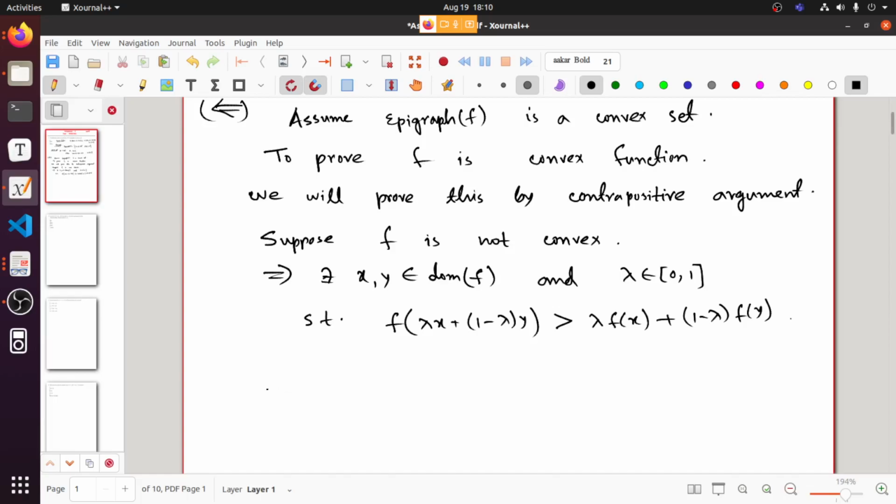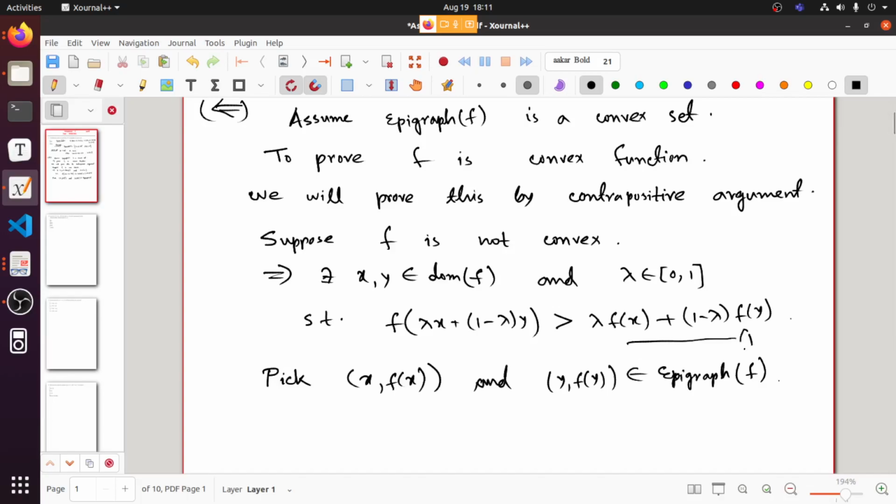So just take two points. Let's pick (x, f(x)) and (y, f(y)); these two belong to the epigraph of f. And we know that the epigraph is a convex set, meaning that the linear combination of these two points should be in the epigraph. Let me number this by 1.